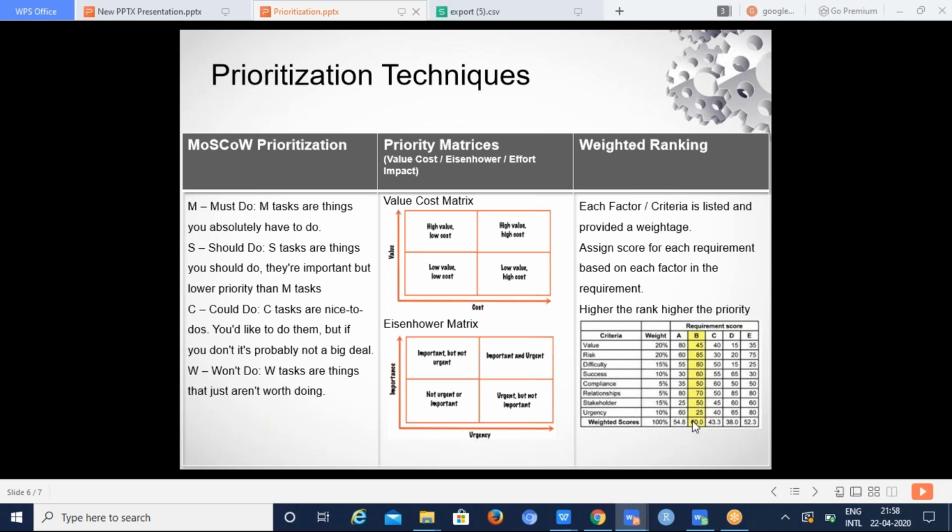Then we saw the factors that influence prioritization. We had several factors like benefit, risk, cost, dependency, time sensitivity, compliance, and stability, which should be considered while prioritizing requirements. And then we saw the elements of prioritization, how prioritization can be grouped: grouping, ranking, time boxing, and negotiation. And finally, we saw the prioritization techniques: MoSCoW prioritization, priority matrix, and weighted ranking.